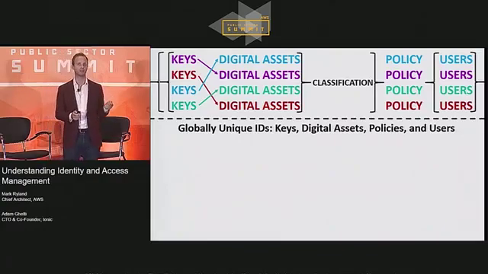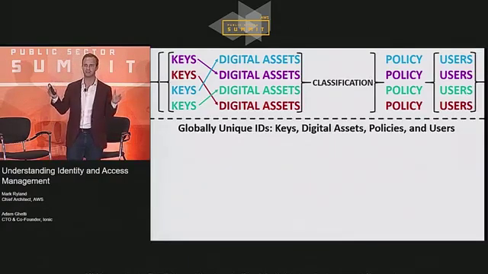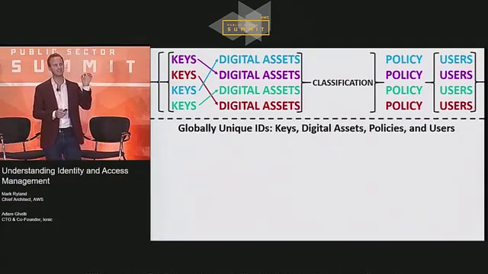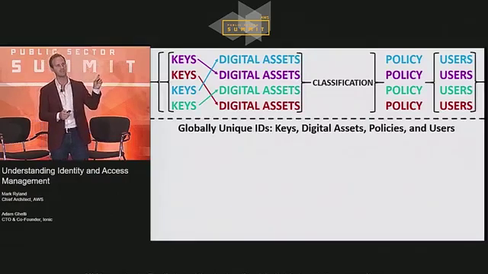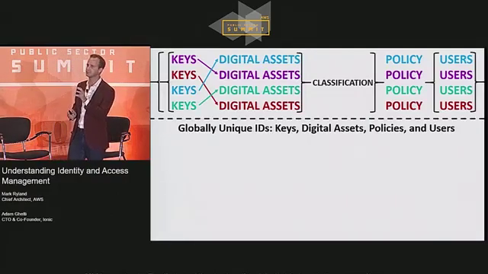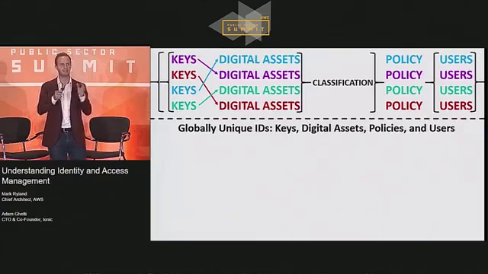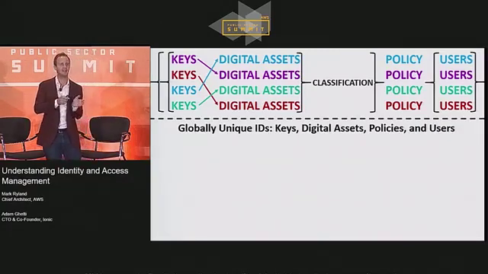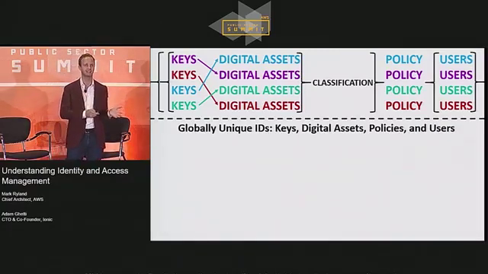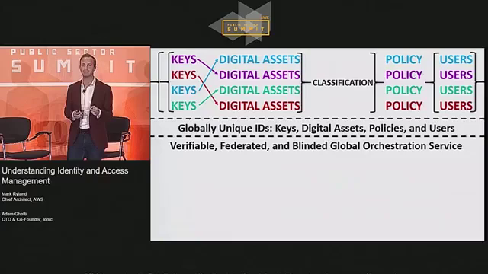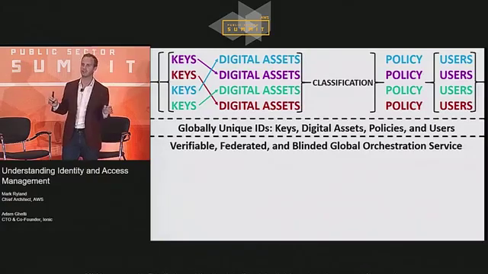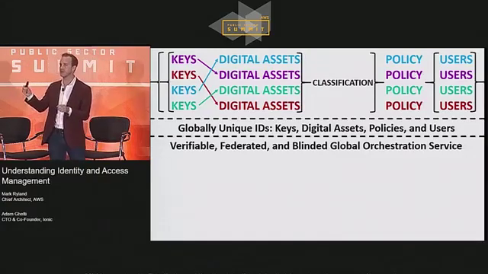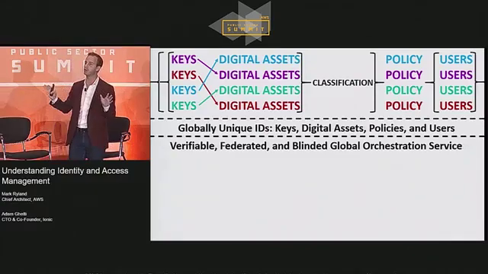So first and foremost, for this to work across collaboration boundaries and enterprise boundaries, every single digital asset, every single key, every single policy, every single user, knowing that users are defined not just by humans, needs a globally unique identifier. We are talking about trillions of objects. It's a very different equation from millions of PKI certs. Secondarily, we do need a global orchestration service. It doesn't mean that it's centrally managed or centrally owned, but it does need to be global.